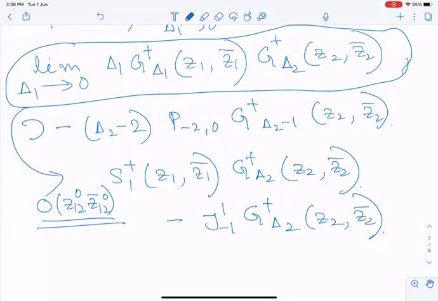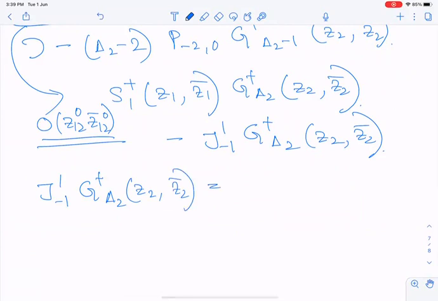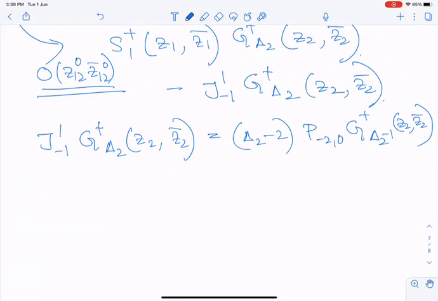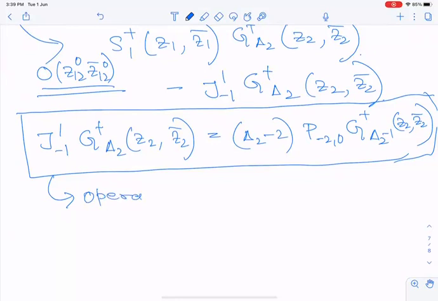Okay, and then the fact is that these must match with these. And that immediately gives rise to this constraint, I mean this relation. So this is essentially the relation. This is an operator relation, an equation which holds inside MHV amplitudes.